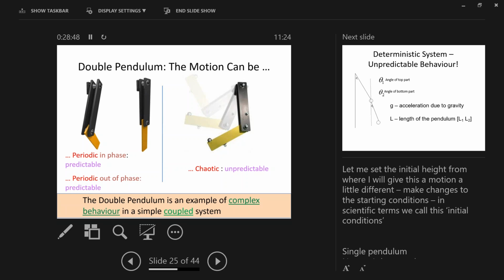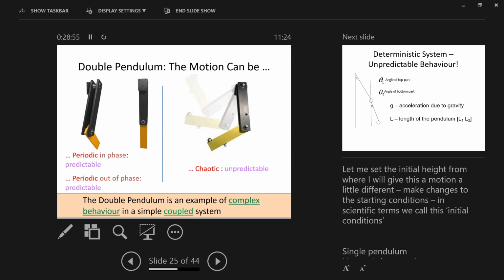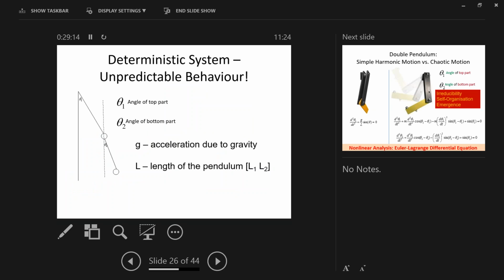I think I have a slide where I can just demo a simulation of this. But this double pendulum is a good example of complex behavior in a simple coupled system. The coupling is coming from that screw which is connecting the black part to the yellow part. That's where the coupling is coming. And it is coupling which brings about that complex system behavior. So modeling is not a problem.